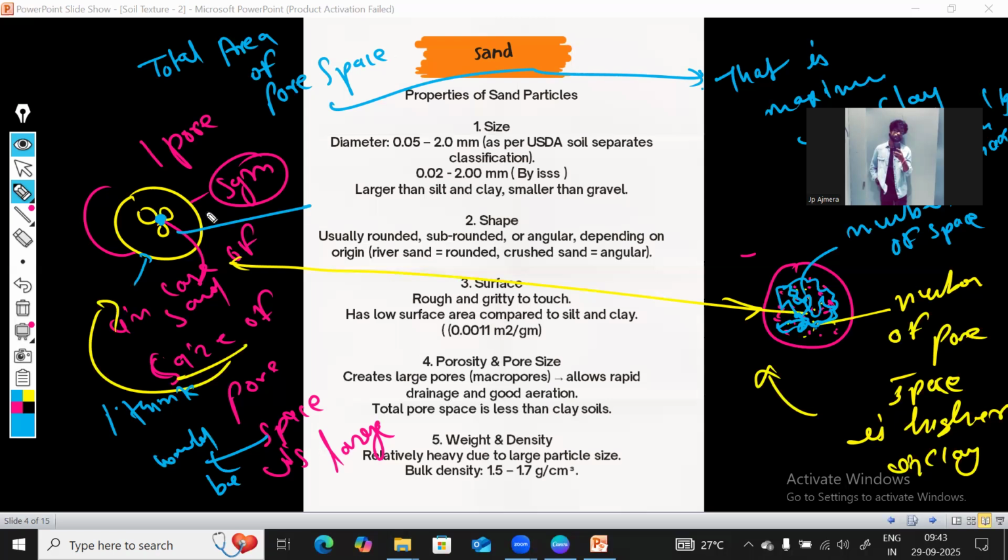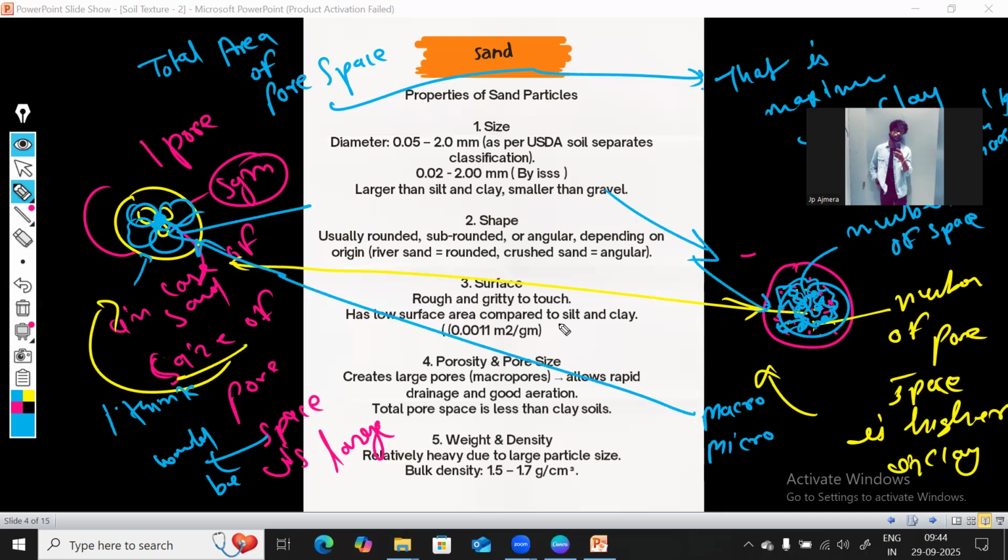The size of pore space is maximum in sand, but the number of pore spaces is maximum in clay soil. When we count every pore space, the number becomes more in clay and less in sand. The soil particle size may be this, but there are pore spaces created. One is macro and one is micro. We can see macro, which is bigger in size, in sand, but micro is in clay.